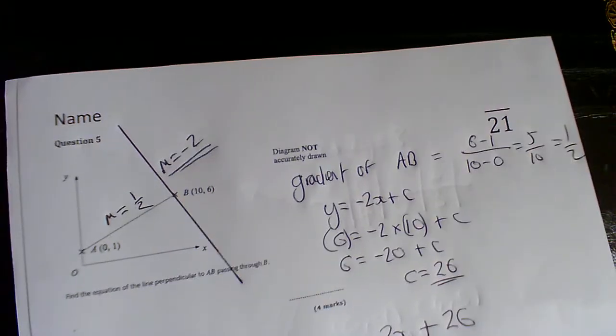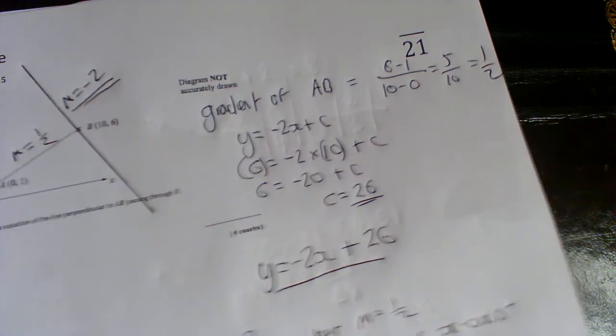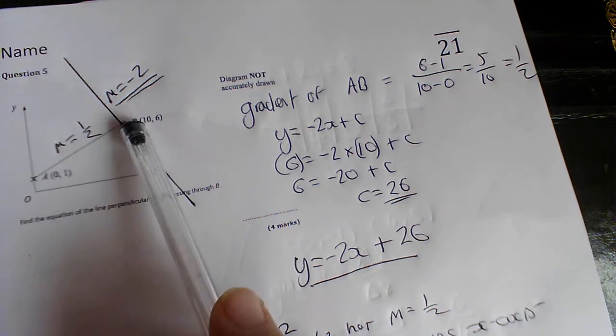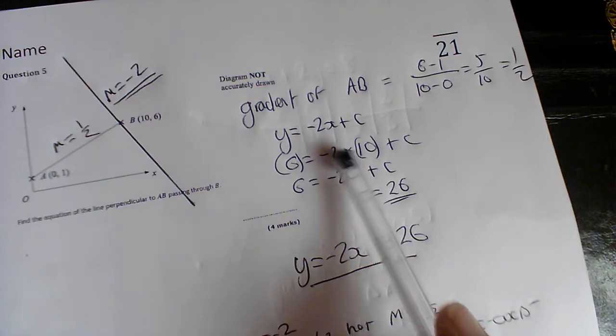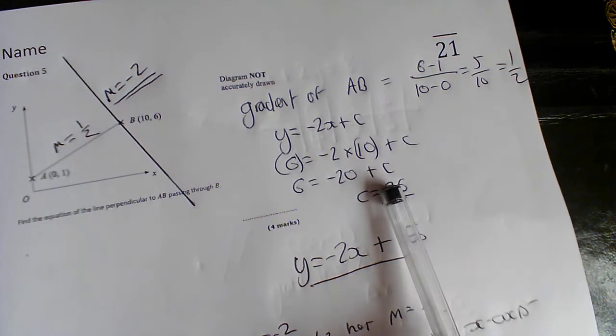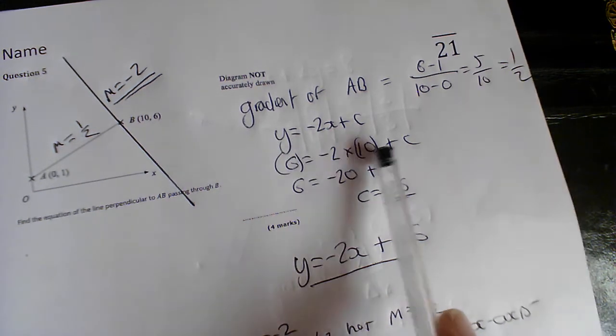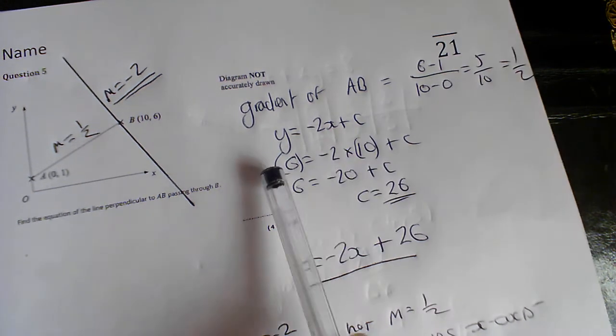Question 5. We were finding the equation of the perpendicular. So we find the gradient of that line, we take the negative reciprocal, and we use our y equals mx plus c method. We know m is minus 2, and we substitute in 6 and 10. X is 10, y is 6.